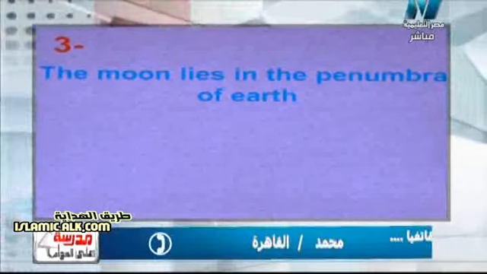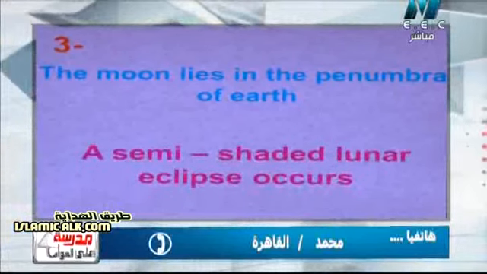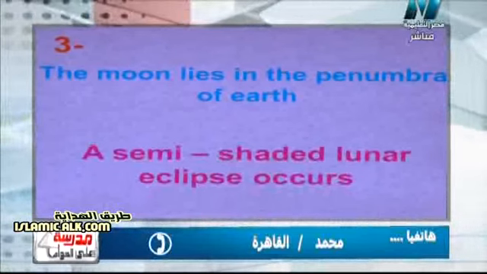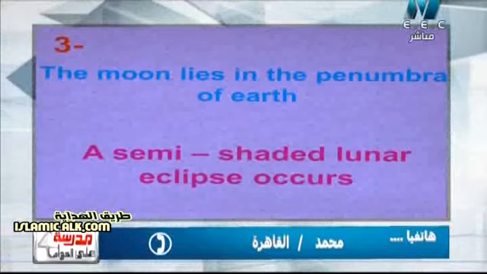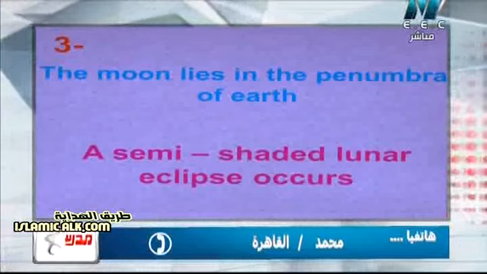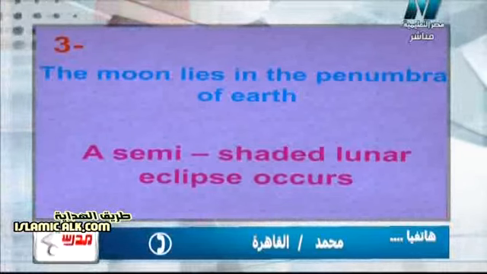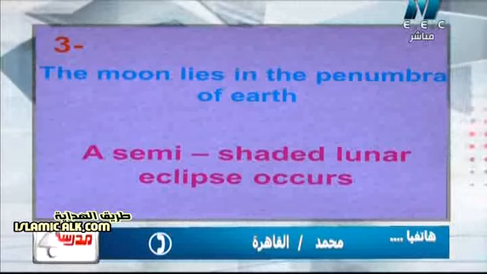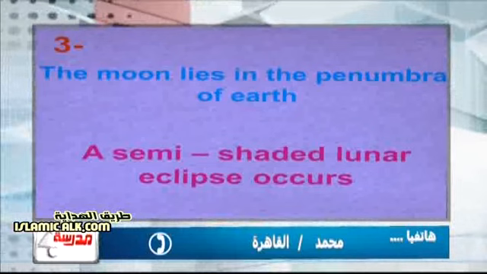No, Muhammad, it's wrong. If all the moon lies in the penumbra, it will cause a semi-shaded lunar eclipse. But what will happen if only a part of the moon is in the penumbra, it will cause, as you said, the partial eclipse. Muhammad, partial occurs when only a part of the moon is in the penumbra, لو في جزء بس في penumbra وفي another part in the umbra. But if all the moon is in the penumbra, it will cause a semi-shaded lunar eclipse.